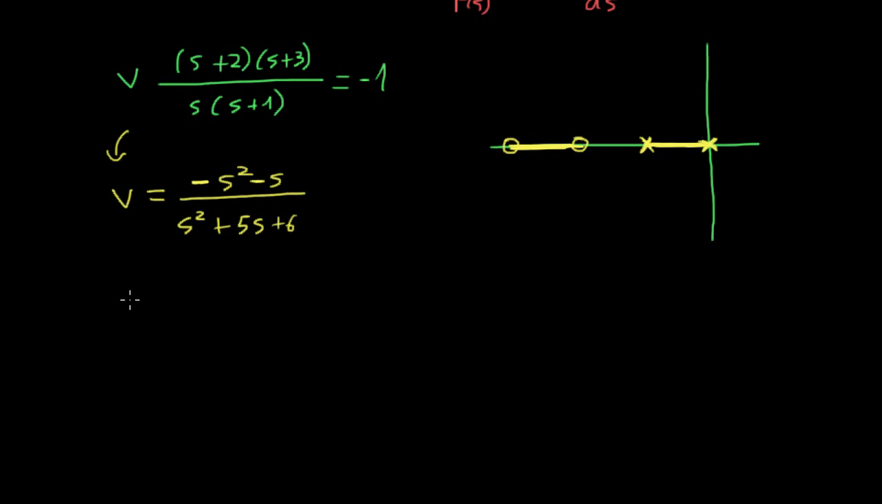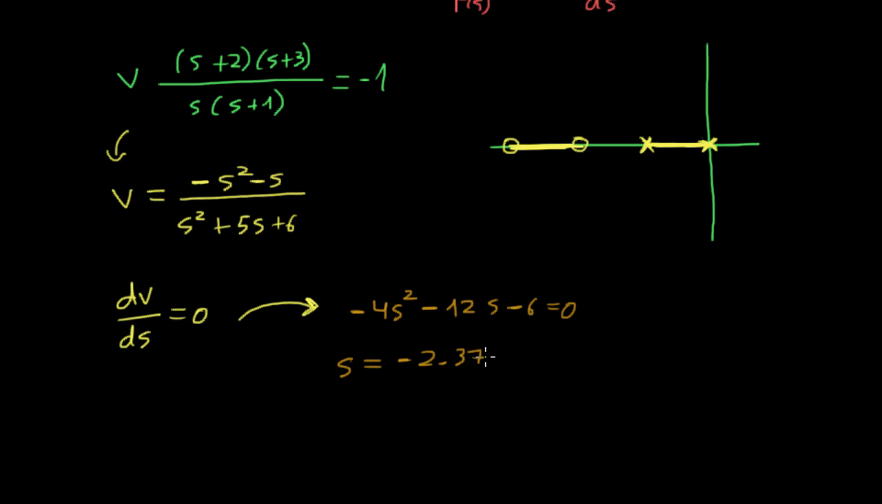So now we can differentiate, dv over ds is equal to 0, and that, if you work out the operations, leads to minus 4s squared minus 12s minus 6 equal to 0, whose solutions are s equal to minus 2.37, which is a minimum, or in other words, it is defining a break in, just as we expected, because it is here.